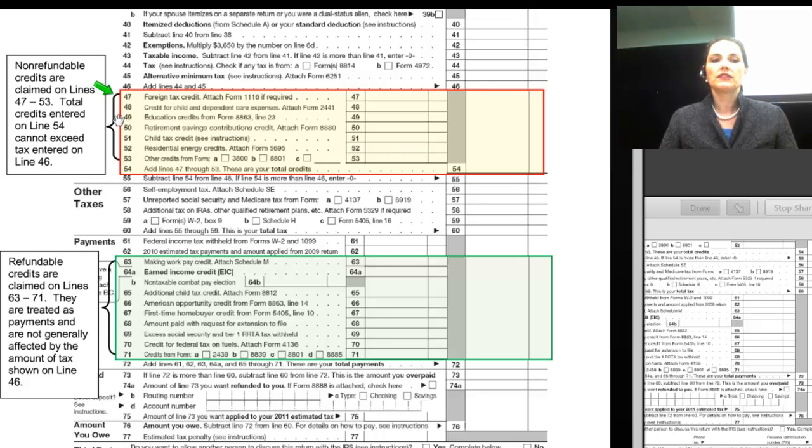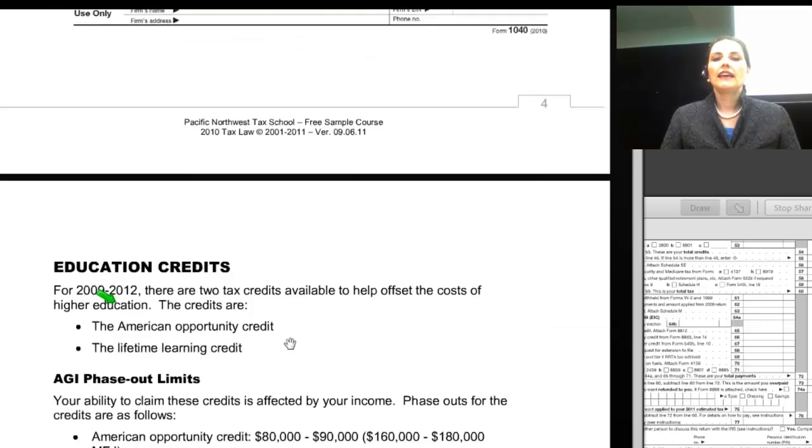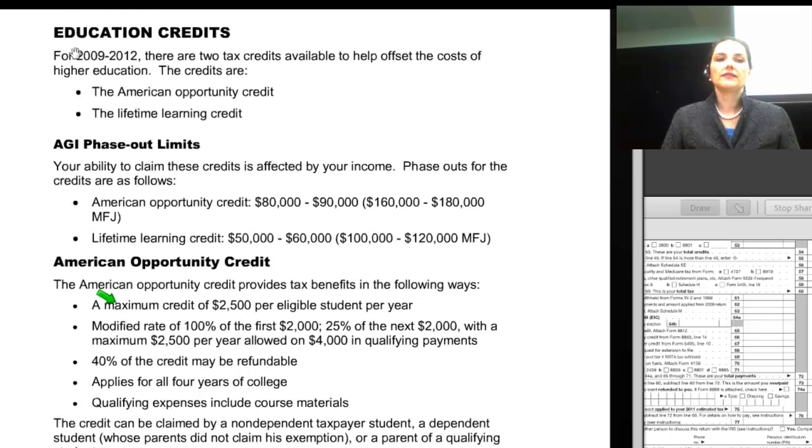looking at only one of those credits today, and that is the education credit reported on line 49. Refundable credits are shown on lines 63 through 71, and we are going to be looking today at the credit claimed on line 66, which is the American Opportunity Credit. And let's move on with today's class.